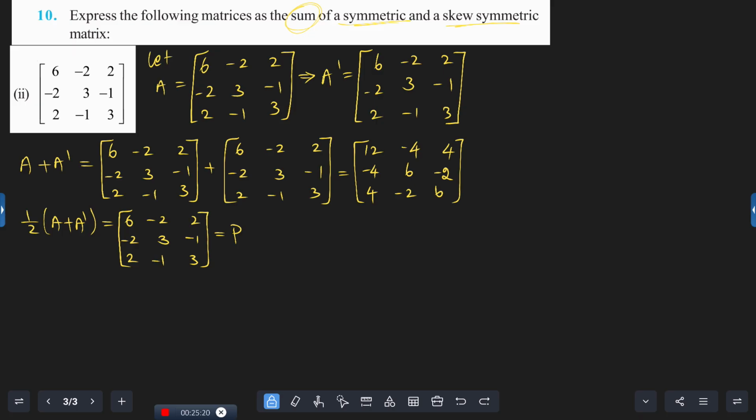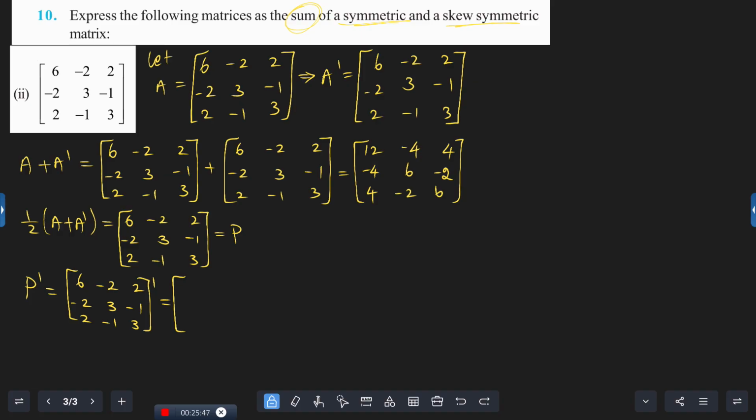Now we have to check whether it is symmetric or what. Symmetric, how will you be checking? You have to take the transpose. When you take the transpose, you should get the same matrix. Am I right? Right. So P dash is equal to what I'm getting: 6, minus 2, 2, minus 2, 3, minus 1, 2, minus 1, 3. When I take a transpose, what am I getting?